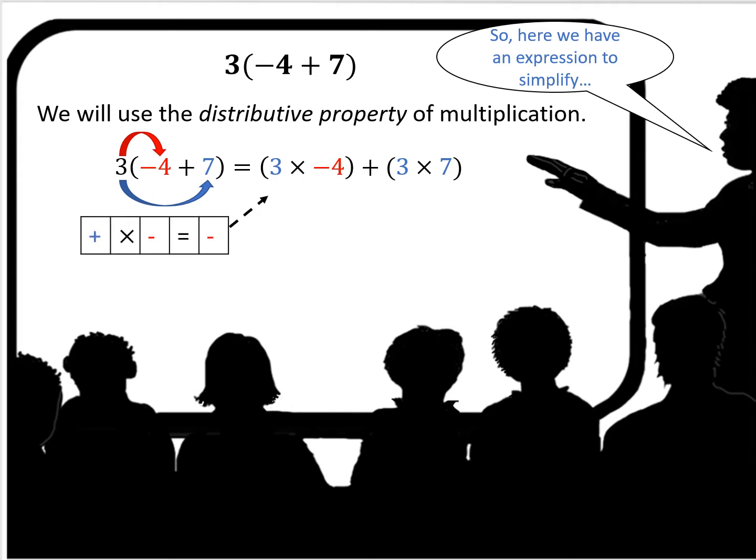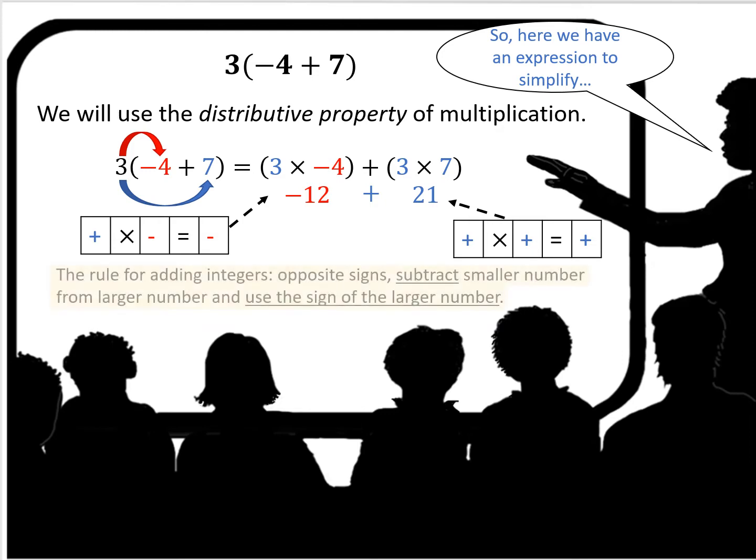Note that a positive times a negative is a negative, and that a positive times a positive is a positive. So now we have negative 12 plus 21. The rule for adding integers when they're opposite signs is to subtract the smaller number from the larger number and use the sign of the larger number. 21 minus 12 is 9, and the sign of the larger number, 21, is positive.